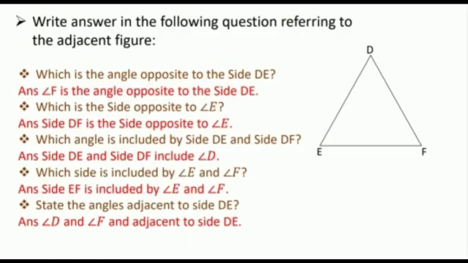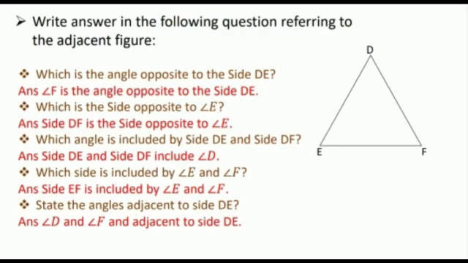Children, look at this triangle DEF. Now looking at this figure, let us answer the following questions. Your first question, which is the angle opposite to side DE? Angle F is the angle opposite to side DE. Your next question, which is the side opposite to angle E? Side DF is the side opposite to angle E.